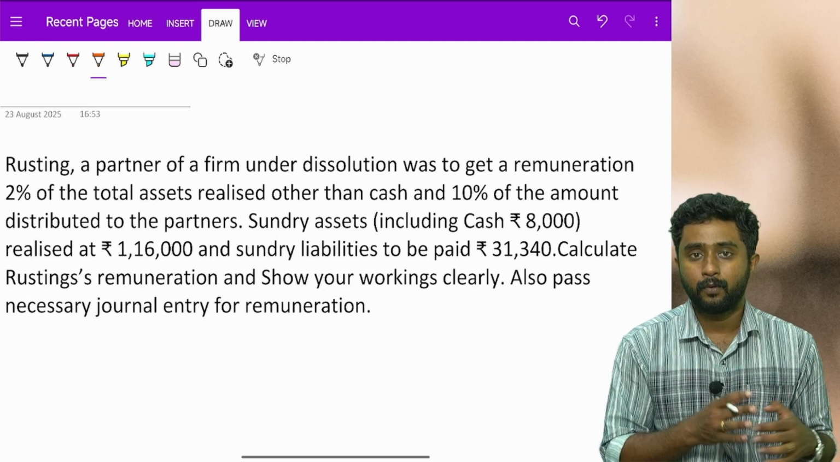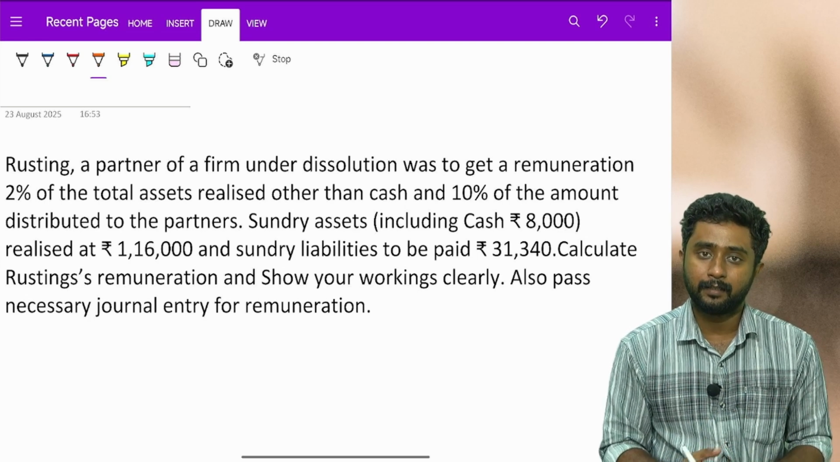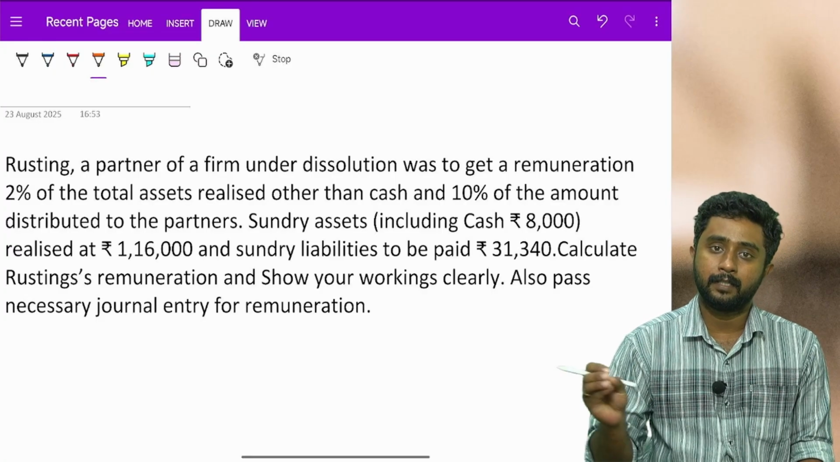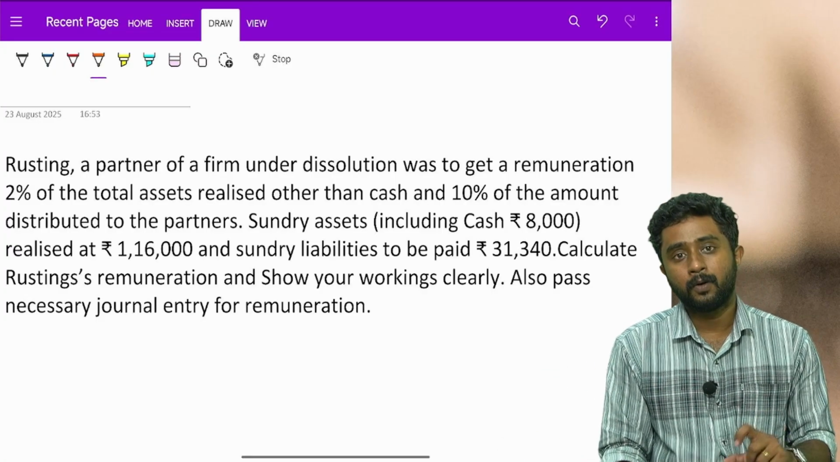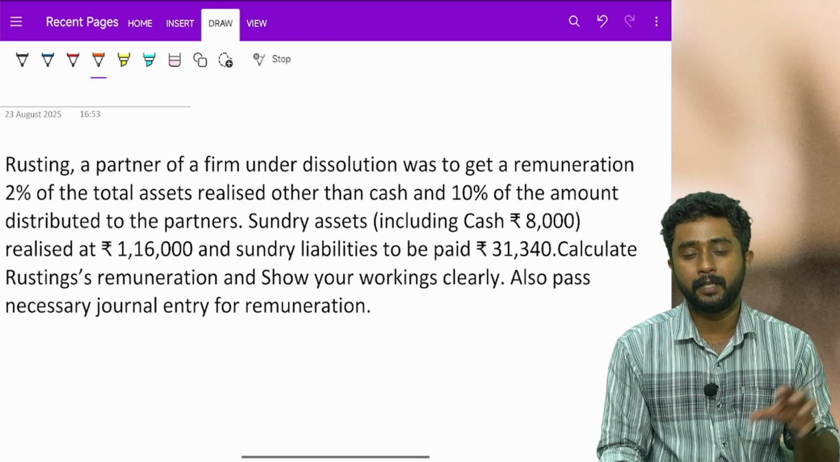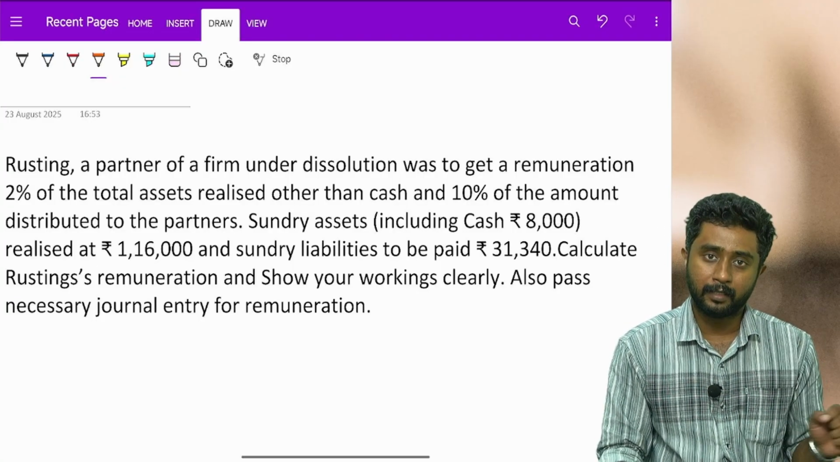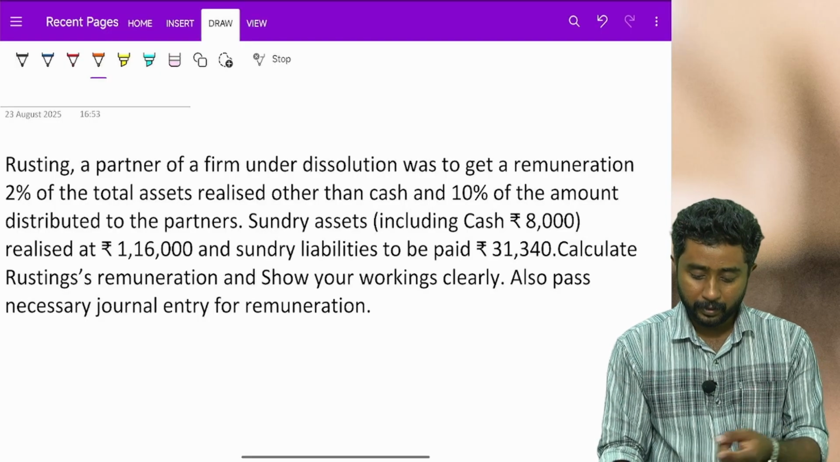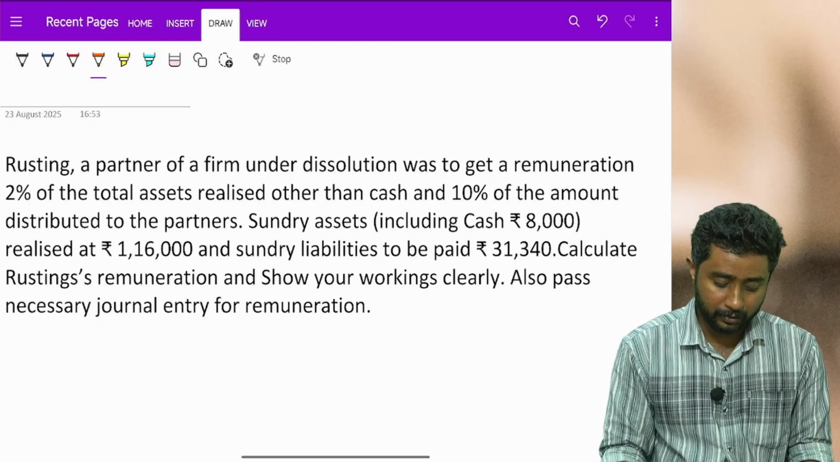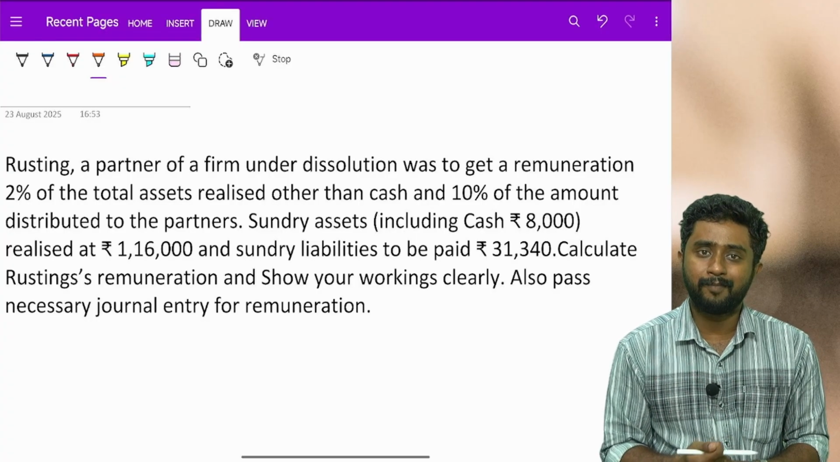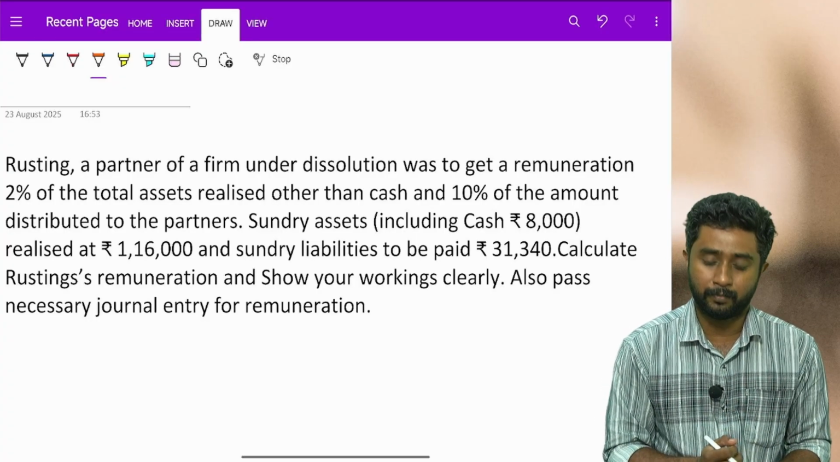That means on whatever assets they are selling, on the realization value, which is the price at which these assets are getting sold, 2% of that value should be handed over to the partner who is in charge of this process. Also, he will be given 10% of the amount distributed to the partners. Now the question is, what is the amount distributed to the partners?